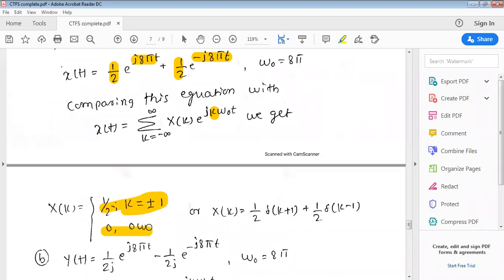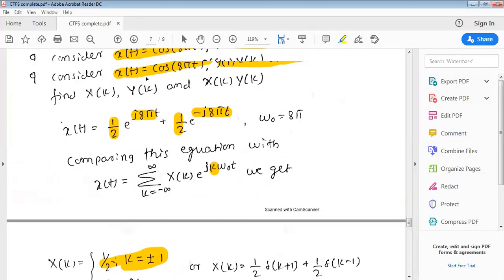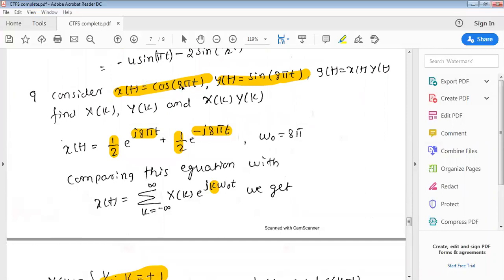Have you understood? Yes, sir. Okay, it is like e power j omega naught t. This I write as cos of omega naught t. What is your omega naught? Omega naught is 8 pi. So that only I'm writing in this equation. That's all. So omega naught is known, t is known, j is known. So what is left is only k. So I'll give k equal to 1 and k equal to minus 1.